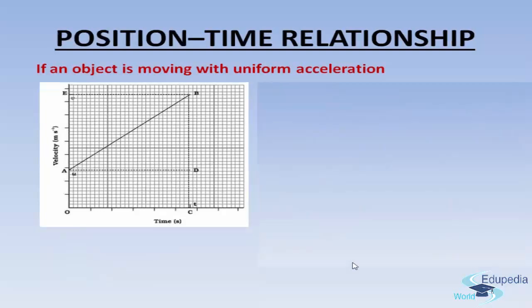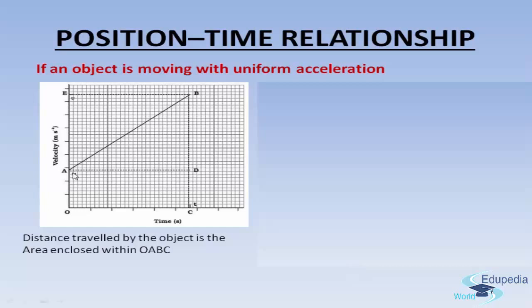Now let's move on to the position-time relationship. Again, we are going to consider the same situation wherein the object is moving with uniform acceleration. So we will consider the same graph here, right? And of course, the initial and the final velocity plus the magnitude of the time will also remain the same as it was in the earlier case. Now we know that the distance traveled by the object will be basically the area which is enclosed within this OABC, right? The area within this OABC will be the distance that is traveled by the object.